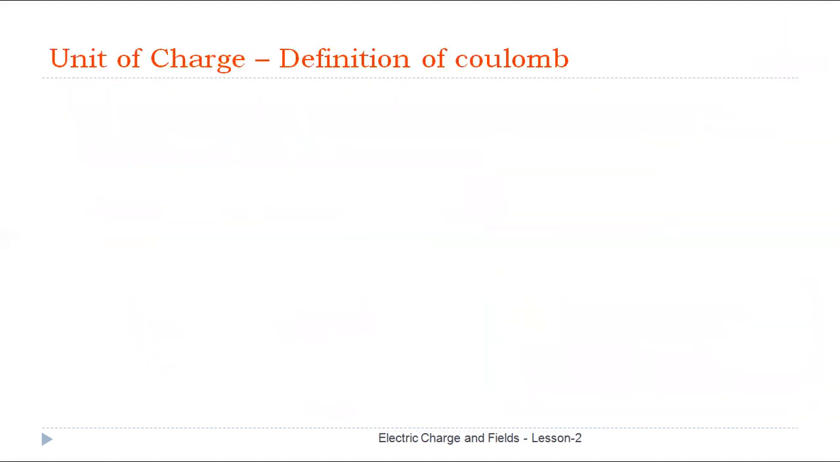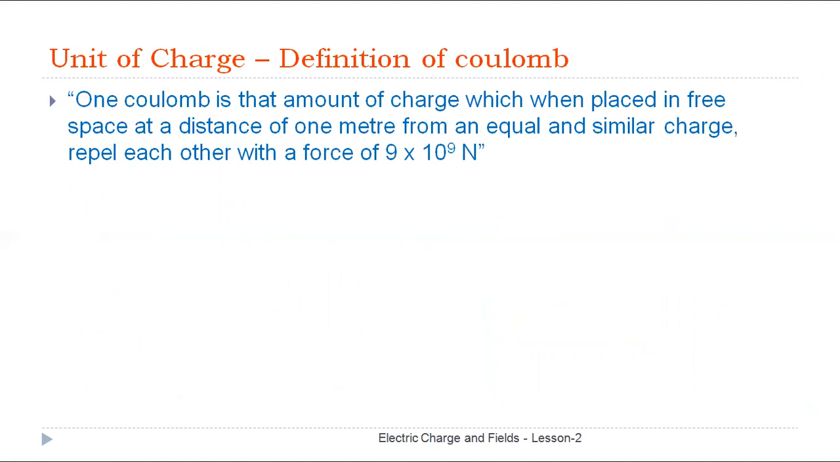Unit of charge. Definition of Coulomb. 1 coulomb is that amount of charge which, when placed in free space at a distance of 1 meter from an equal and similar charge, repel each other with a force of 9 into 10 to the power of 9 Newton.